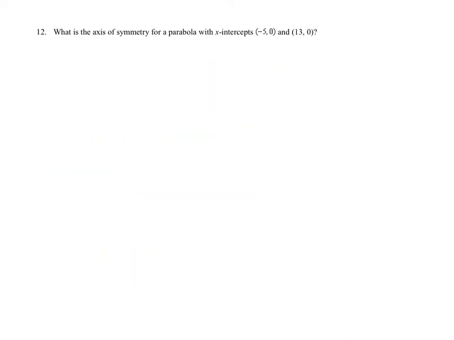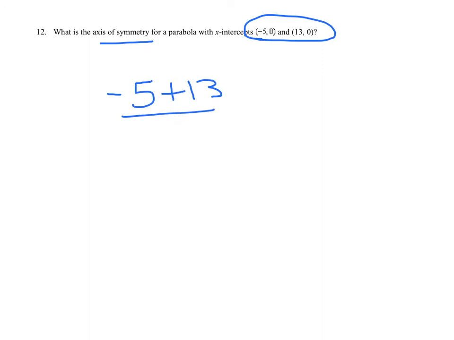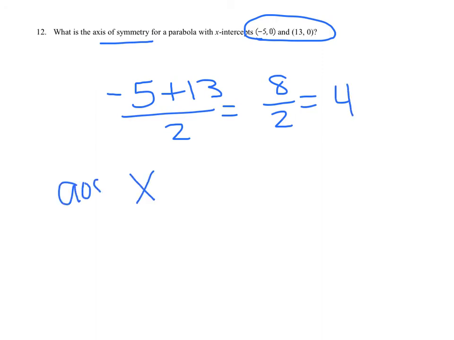What is the axis of symmetry for a parabola with x-intercepts -5, 0, and 13, 0? Remember, the axis of symmetry cuts right in the middle of these, so all we have to do is, again, find that average. -5 plus 13 over 2. -5 plus 13 is 8. 8 divided by 2 is 4. So our axis of symmetry, and it's so very important that you put x equals, is x equals 4.